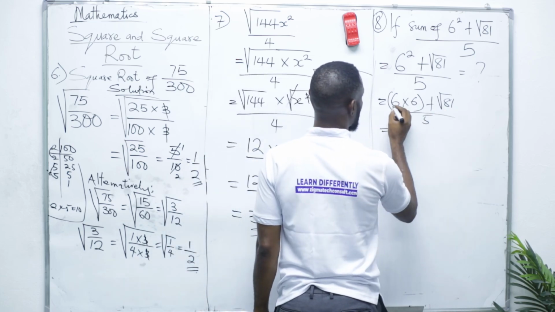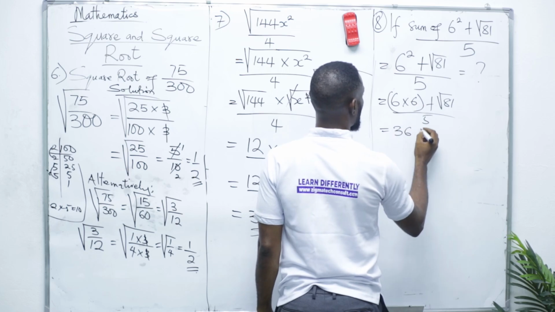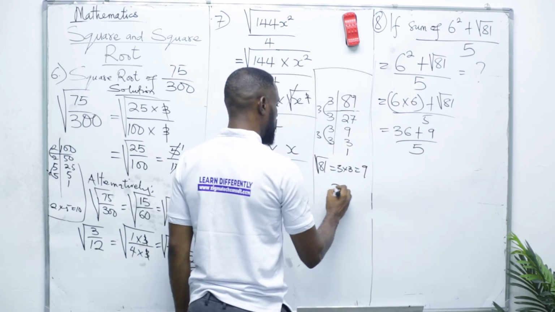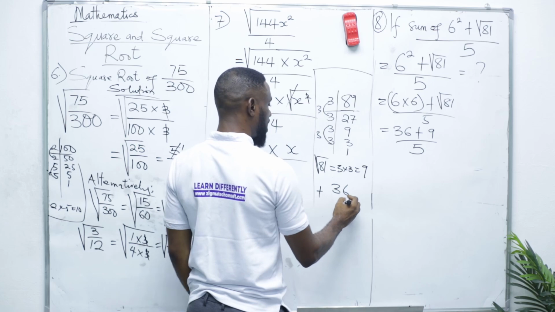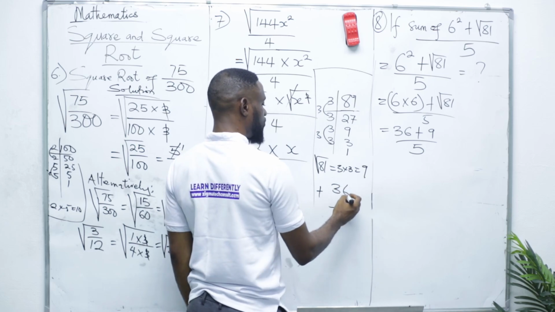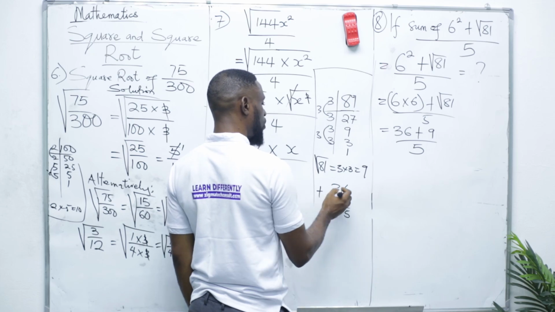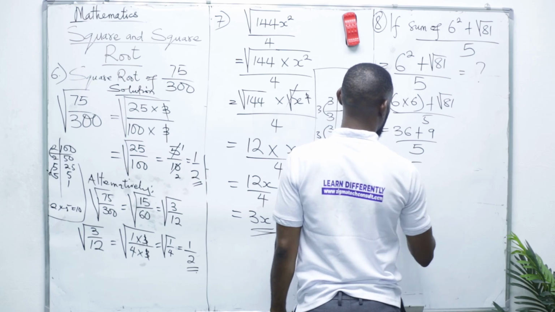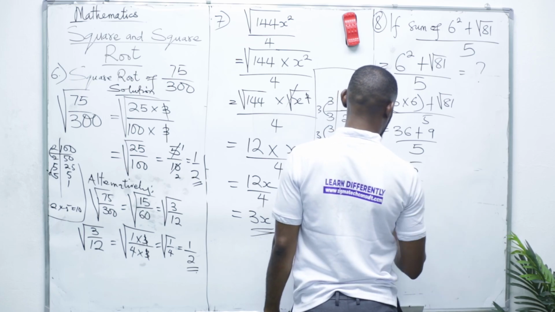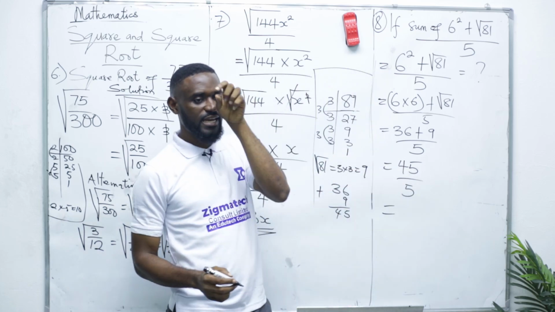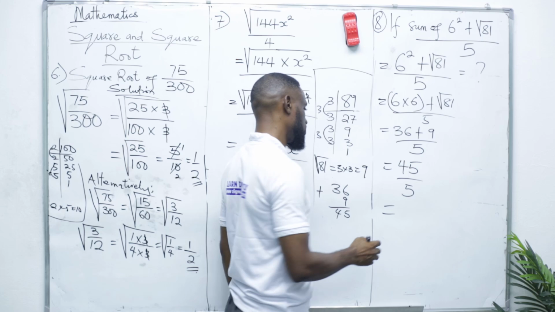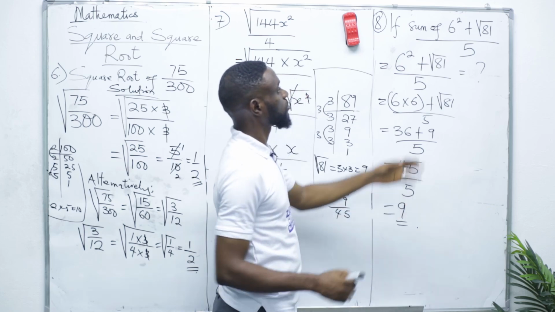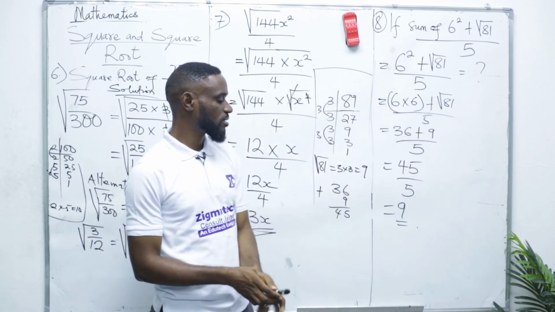So this is equal to 6 times 6, which is 36, plus 9, all over 5. So 36 plus 9 gives us 45. Write down 5, carry 1, and the 3 becomes 4. So this is 45 divided by 5, which is 9. So what the result will be is 9.